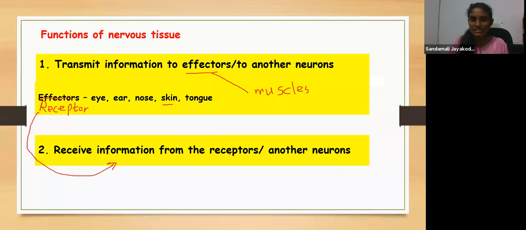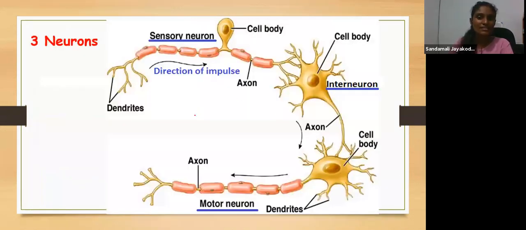Then our brain identifies there's something dangerous, and it gives a signal to move our hand away. Then the muscles in our hand are the effectors. They get the information from the brain and make a movement to take our hand away. So that's how nerve impulses are moving. To do this transmission of information, we have three types of neurons.